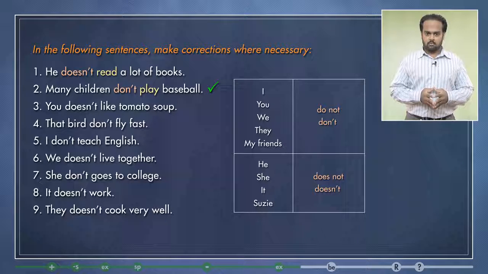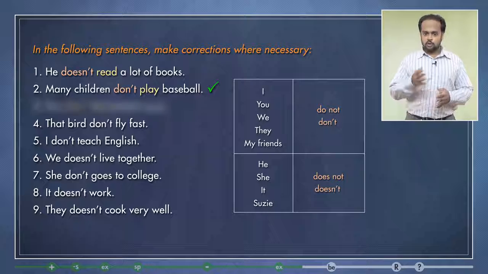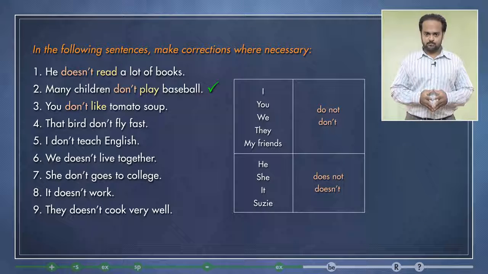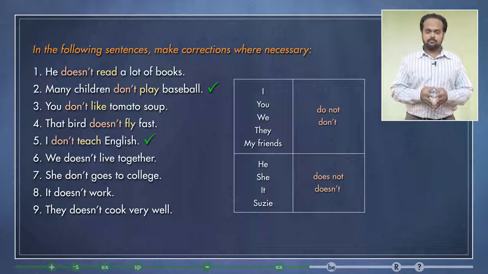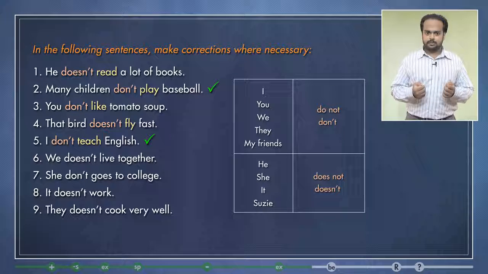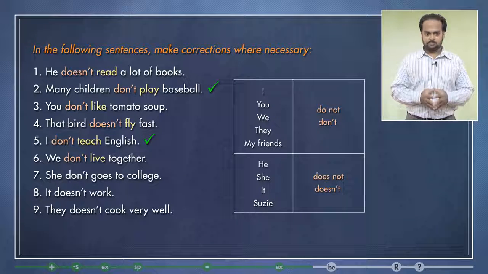Number 3 is wrong. For you, the correct negative form is don't. So you don't like tomato soup. Number 4 is also wrong. That bird is a singular noun, so we need doesn't here. That bird doesn't fly fast. Number 5 is correct. I don't teach English. Number 6 is wrong. You need don't again because the subject is we. So we don't live together.